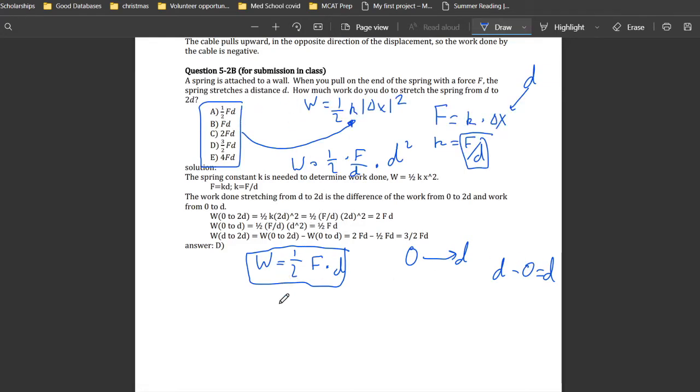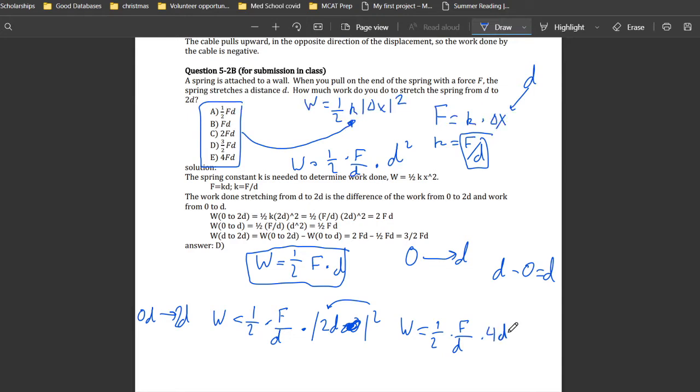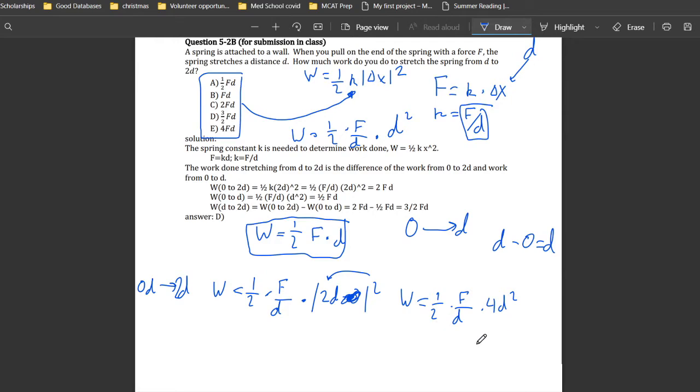So now, we have to consider the work done going from 0 to 2d. So the work done there is equal to 1/2 times force divided by displacement times the absolute value of 2d minus 0 squared. And we know that minus 0 is just, imagine that unit isn't there. So we have to distribute the square, and we get that work is equal to 1/2 times force times d times 4d squared. And when we distribute all this out, we get that work is equal to 2fd, because 4 times 1/2 is 2, and then displacement squared divided by displacement is just d.